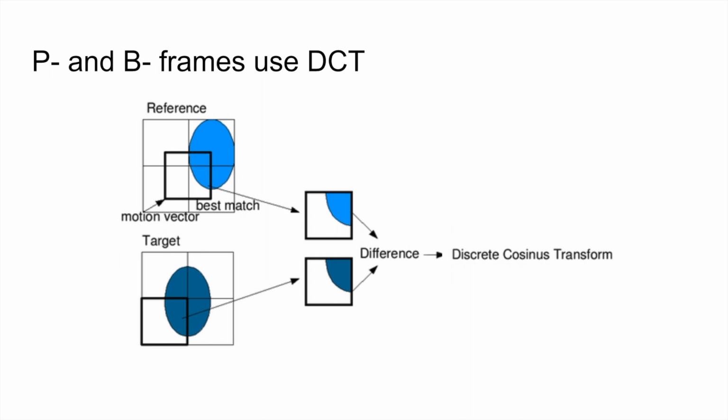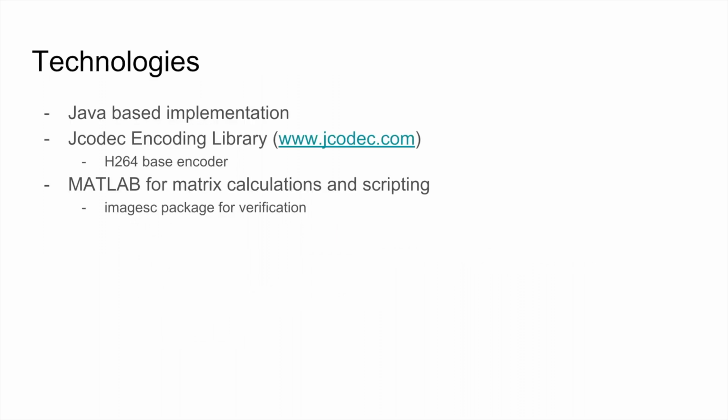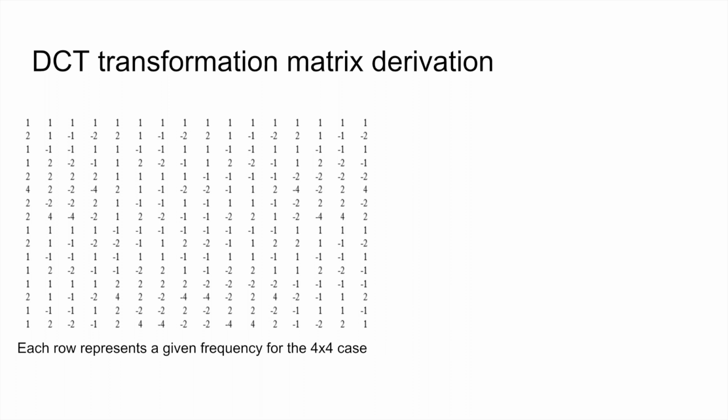My project was to create a Java-based video encoder and decoder that implemented the spatially aware transformation described above. To do so, I first downloaded the JCodec open source encoding library and tweaked the H.264 encoder and decoder to include a transformation matrix of the DCT that I derived. I wrote a MATLAB script to accomplish this and used the images C package to verify my results. The final transformation matrix looked like this, and the visual representation of it looks like this.